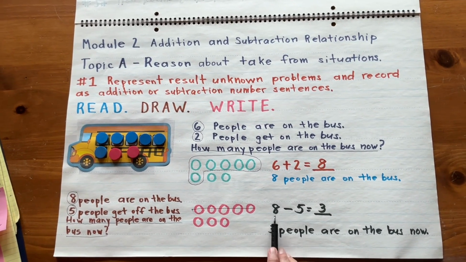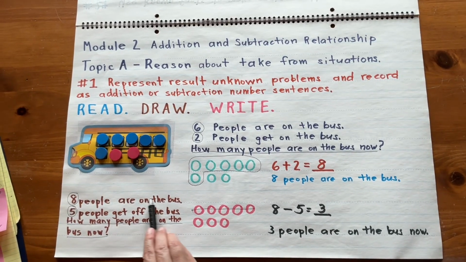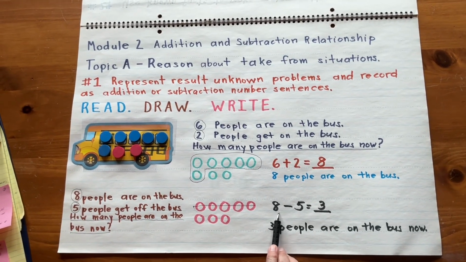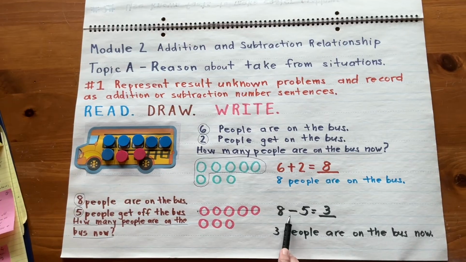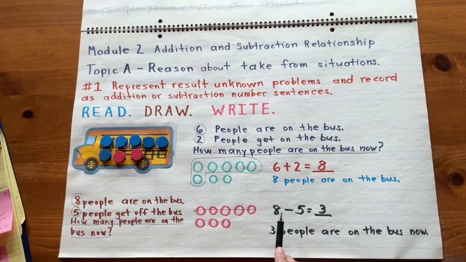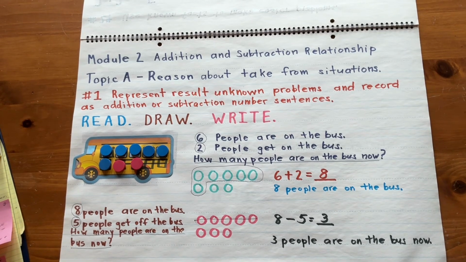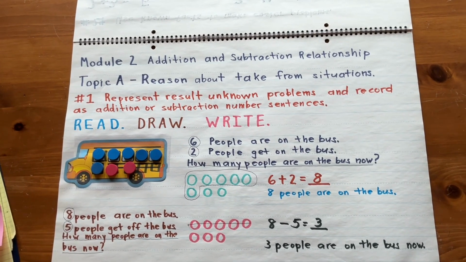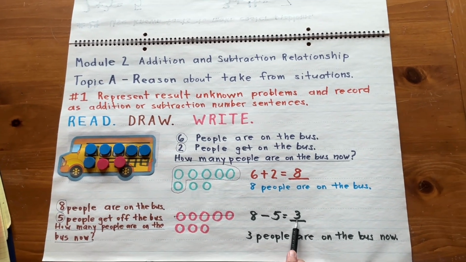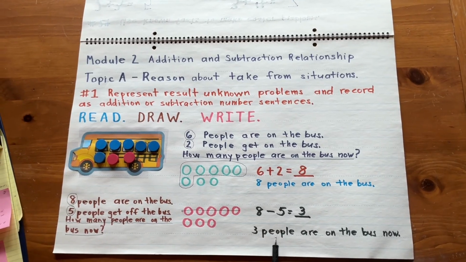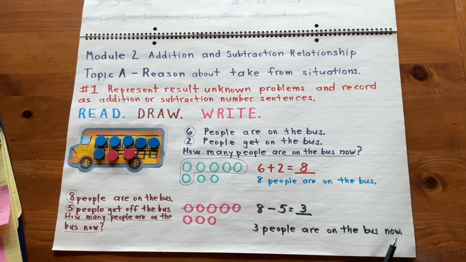Now we have to be very careful when we're writing our number sentence. We're going to start with the total because there were 8 people on the bus. Minus 5 because we cross out 5. 5 people got off the bus. How many people are on the bus now? 3. 3 people are on the bus now.